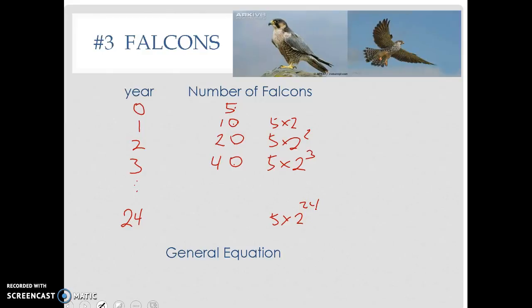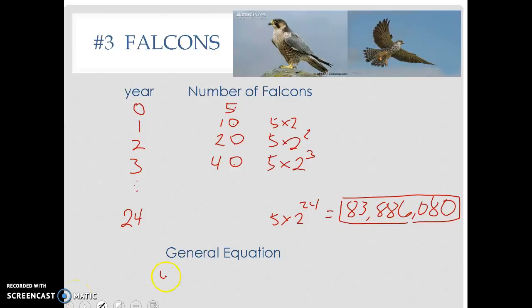And if you take 5 times 2 to the 24th power, you are going to get a grand total of 83,886,080 falcons. Now, obviously, we don't have that many falcons around our community, because they don't grow forever at that rate. If there become too many, their population might decrease because of the amount of food they have.